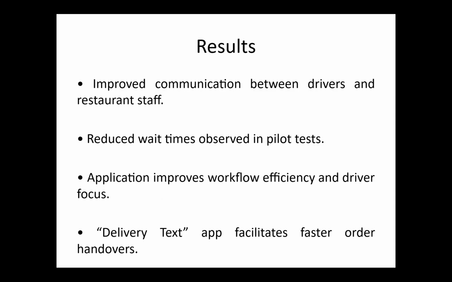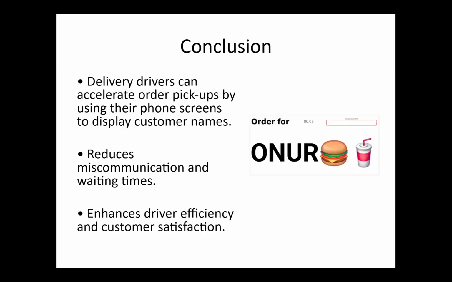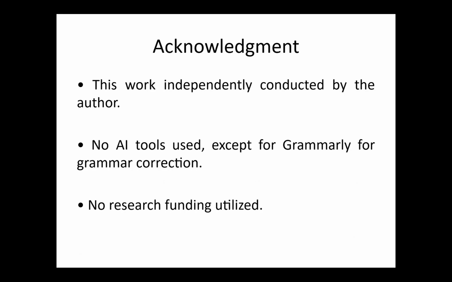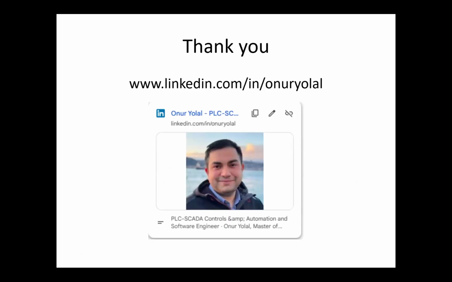Okay. The results are improved communication between drivers and restaurant staff, reduced wait times observed in pilot tests, and the application improves workflow efficiency and driver focus, and the Delivery Takes app facilitates faster order handovers. And in the conclusion, delivery drivers can accelerate order pickups by using their phone screens to display customer names, which reduces miscommunication and waiting times and enhances driver efficiency and customer satisfaction. Also, discussions are available for this work. The acknowledgements are over here.